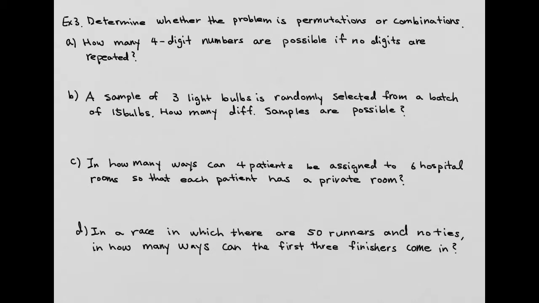Example A: how many 4-digit numbers are possible if no digits are repeated? So if you're not repeating the digits, let me give you an example for it first. It means 4-digit numbers. So I could have 1, 2, 3, 4, which is 1,234. But using the same numbers, if I use 2 first, is that going to be the same number? No. So that's how I know this one, order matters. So order matters, then it's going to be permutations.